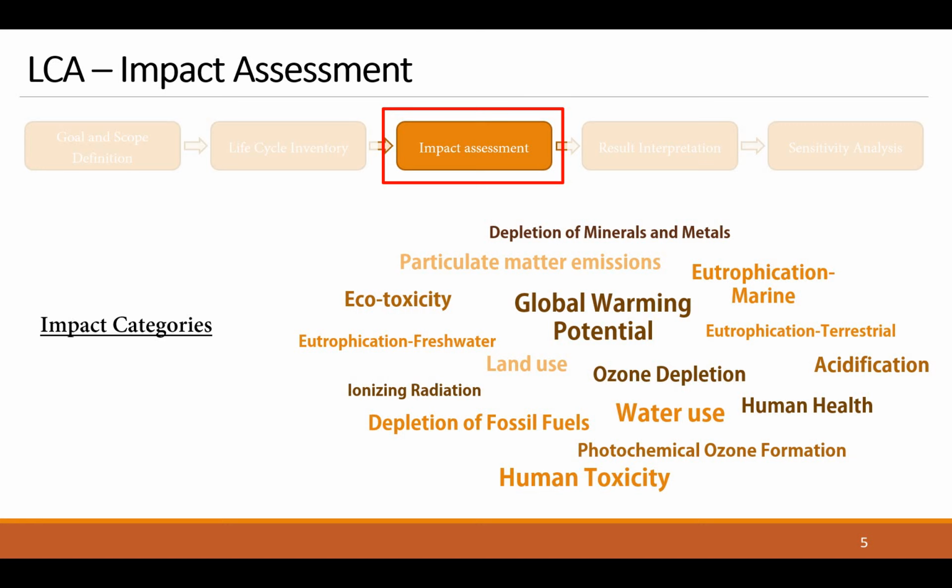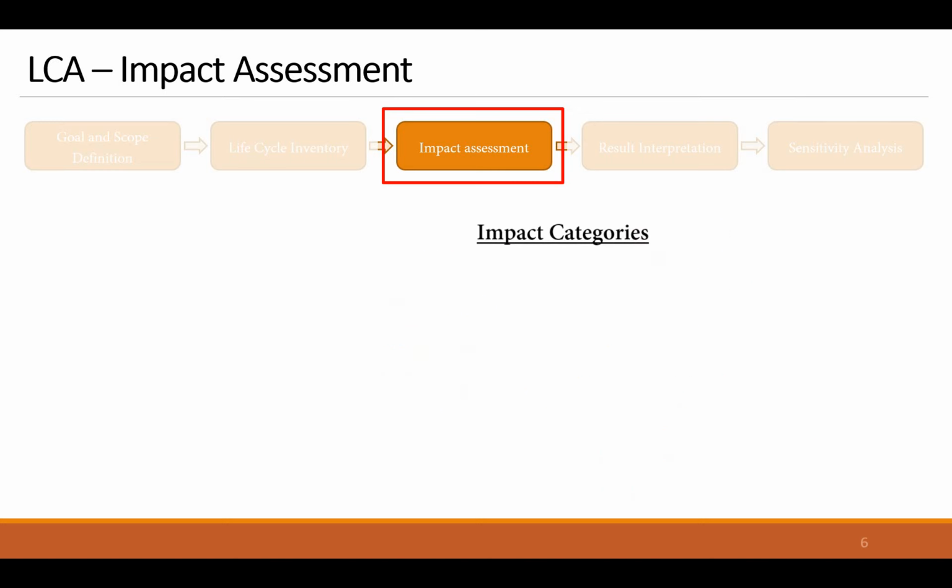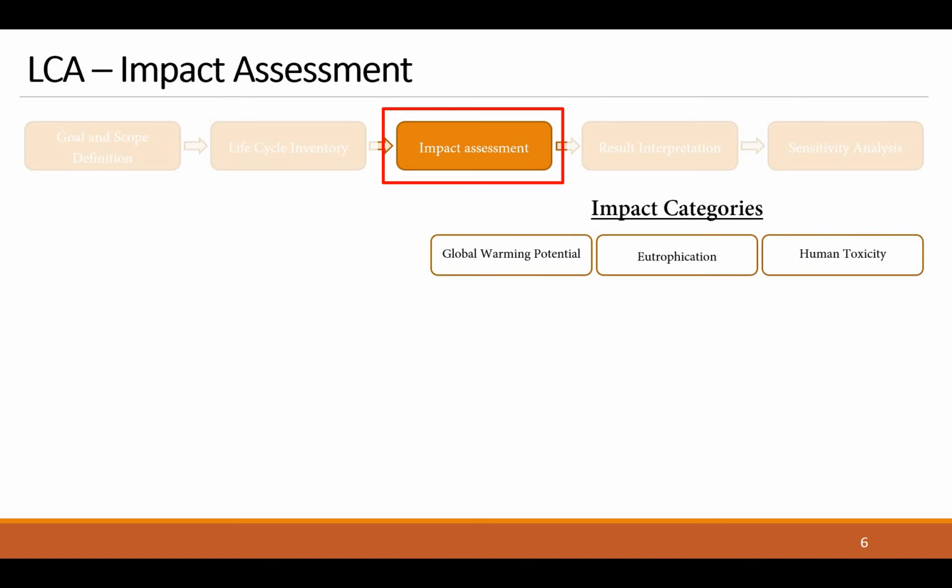Also, it is not like there is an exhaustive list from which you have to choose impact categories. No, impact categories can be defined depending upon the goal and scope of your project or of your analysis. You might just want to focus on global warming, or maybe water is more of a concern for you, so you may even avoid global warming. Depending upon that, you would define the impact categories for your project. So let's say we chose three different impact categories just for understanding here. One is global warming potential, one is eutrophication, and human toxicity.